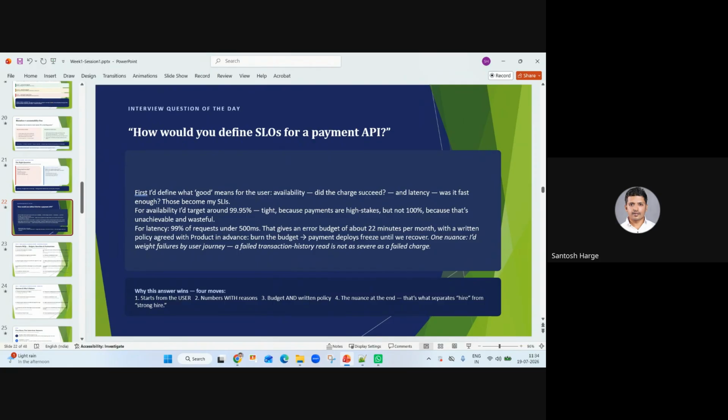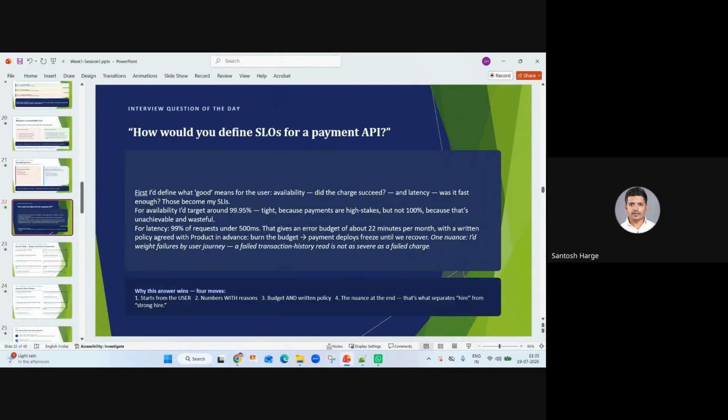Now, for availability, you target about 99.95%. Why are we setting 99.95% availability? Because it's a payment API, a critical application, correct? But we cannot set 100%, even though it is critical. We cannot set 100% for the SLO.